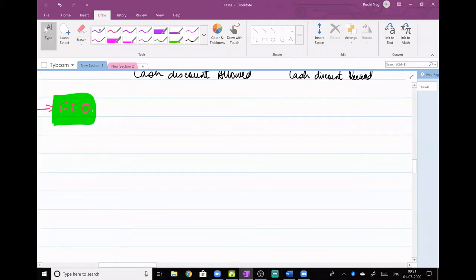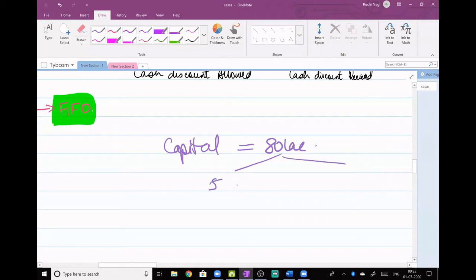Now look into the screen. Say I'm a manufacturer. I want a capital of 80 lakhs. Okay, my capital requirement is how much? 80 lakhs. Out of this 80 lakhs, I have 50 lakhs with me, but what I don't have is 30 lakhs. Okay, I have 50 lakhs, and I have to arrange 30 lakhs. Clear? 30 lakhs. So what will I do?